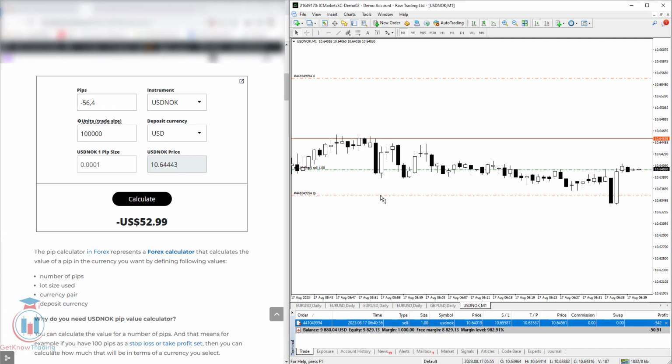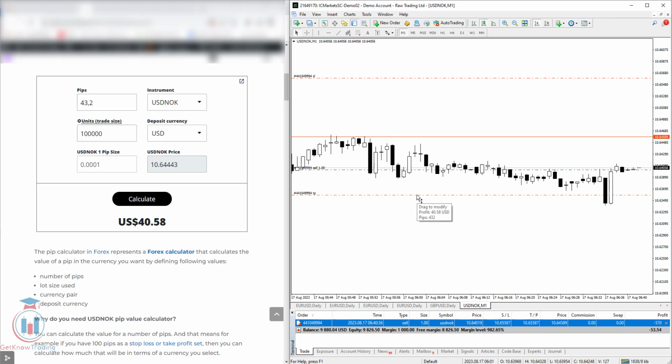just to show you how you can use this Pip value calculator in order to calculate what would be the take profit and also the stop loss. So for example, if you would like to open an order with a take profit that would be 43.2 pips, you can see it here visible, 43.2 pips, how much money would you make? You would make $40.58, and that means it is the same profit as you can see on the trading platform. So you can be sure that this Pip value calculator would give you precise information about what would be the profit or loss on this trade if you open a new order with this take profit number of pips.